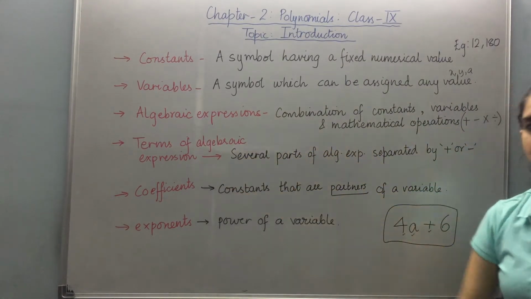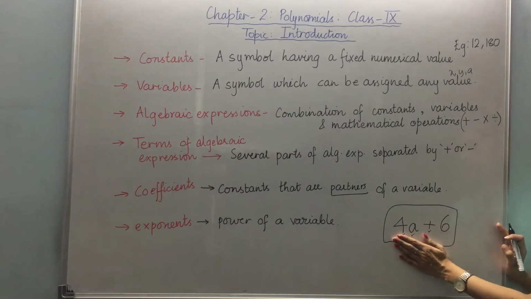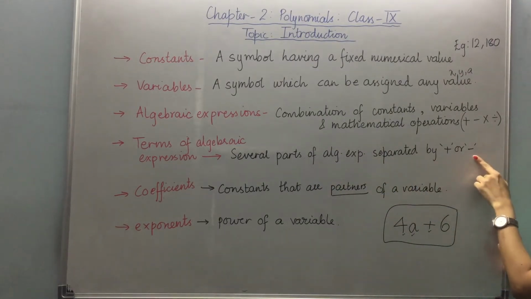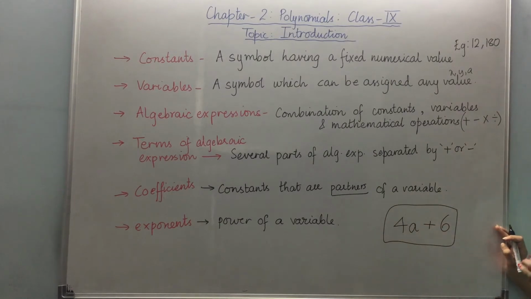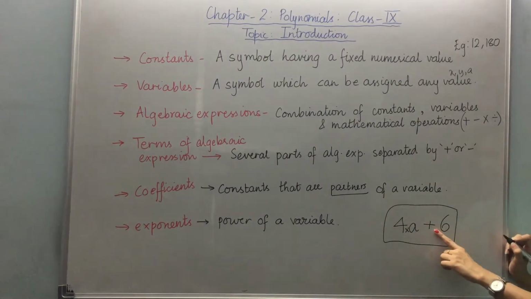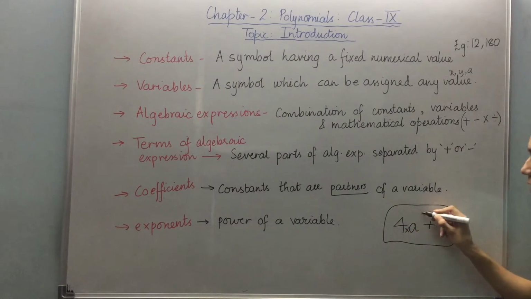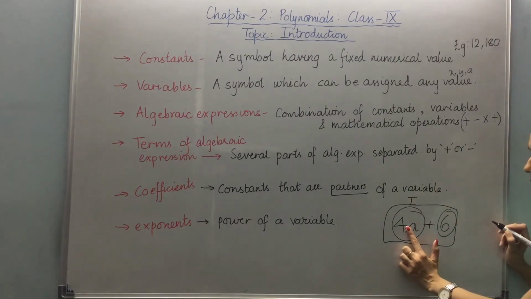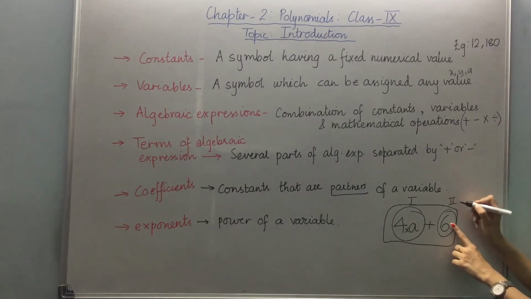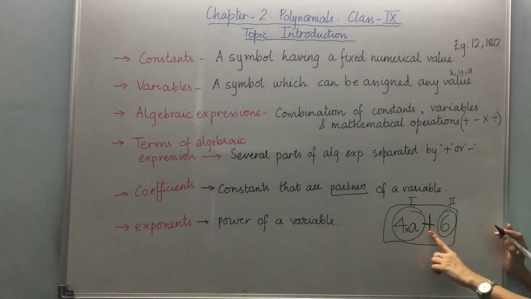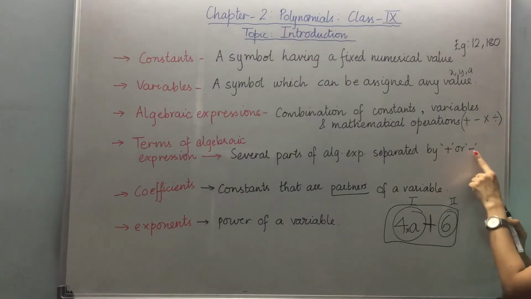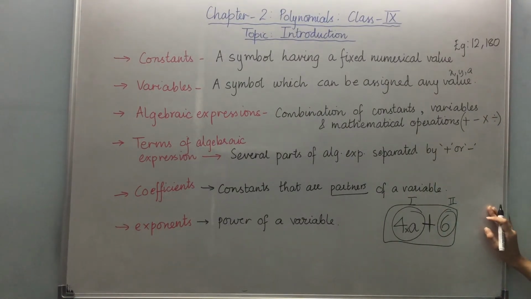Now terms of an algebraic expression. Suppose I talk about this expression. Any part of algebraic expression that is separated by a plus or a minus. See, here two mathematical operations are involved. One is here multiplication, another one is addition. But I am going to say that this whole algebraic expression has only two terms. First term is this 4a and second term is this 6. Because they are separated by plus over here.